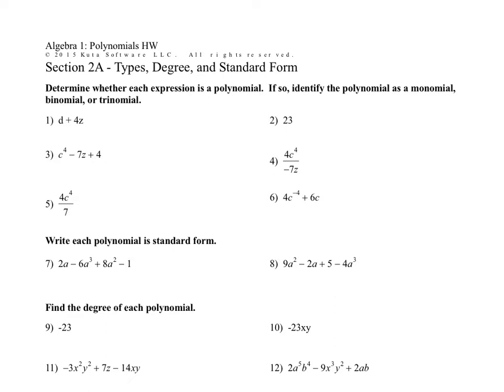So the first one we're going to look at is number 1. There are no variables in the denominator. Now this is not a monomial because it is not all multiplication or division. You have a plus or minus sign in there. So first of all, we'd say yes, it is a polynomial. And to describe it further, since there's a plus or minus in there and there's two different terms, it is a binomial.